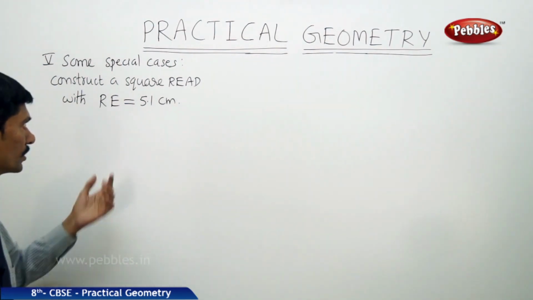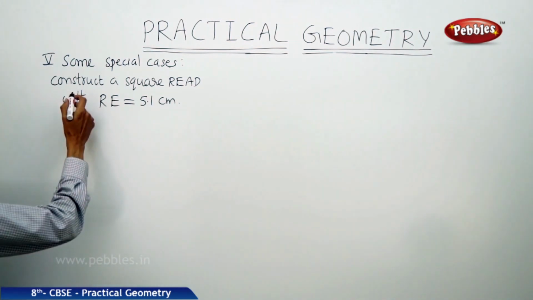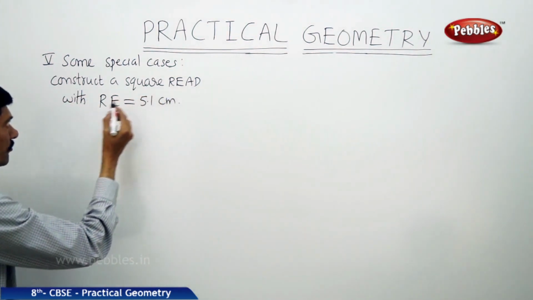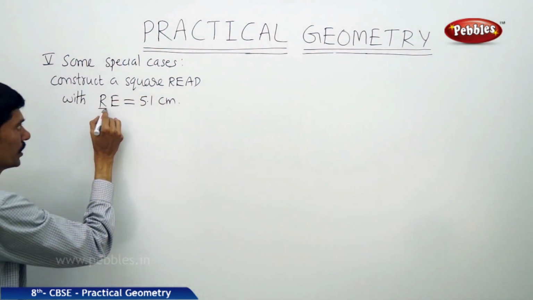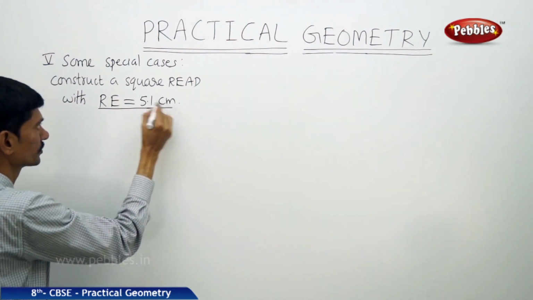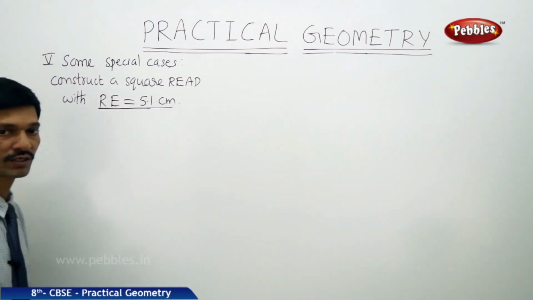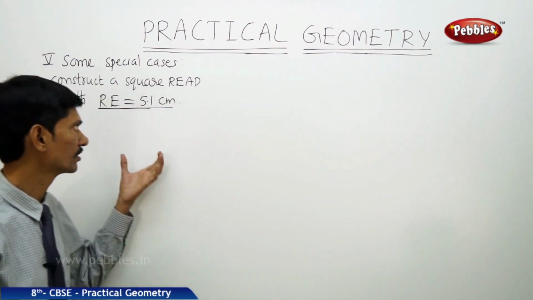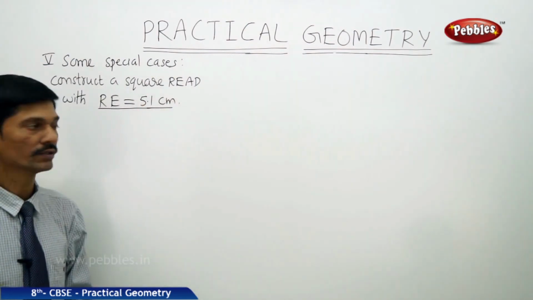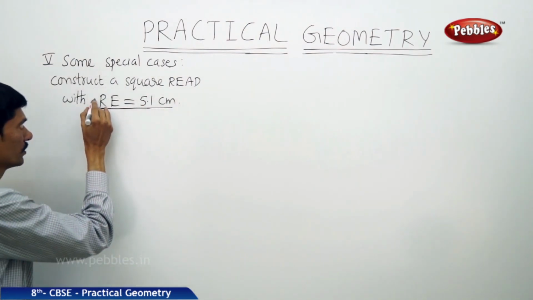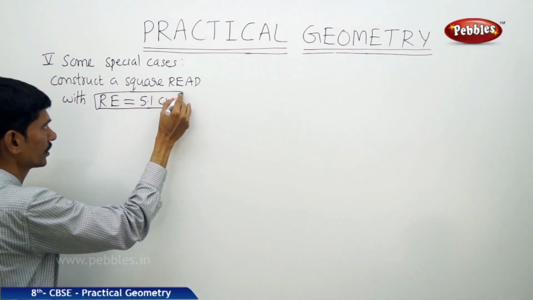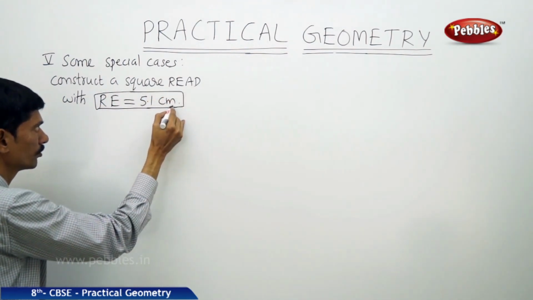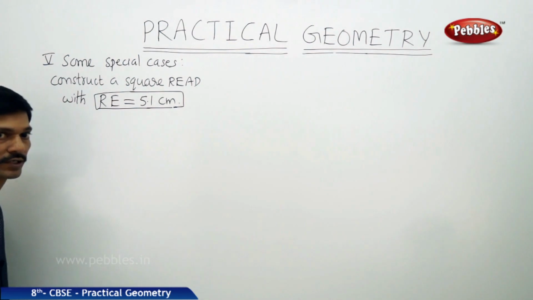Let us think the square. So here construct a square READ with the side RE equals to 5.1 centimeters. Here only one measurement of the quadrilateral, means square READ, is given. So there is only one side given here. Then how to construct the square READ when we know only one side of the square?